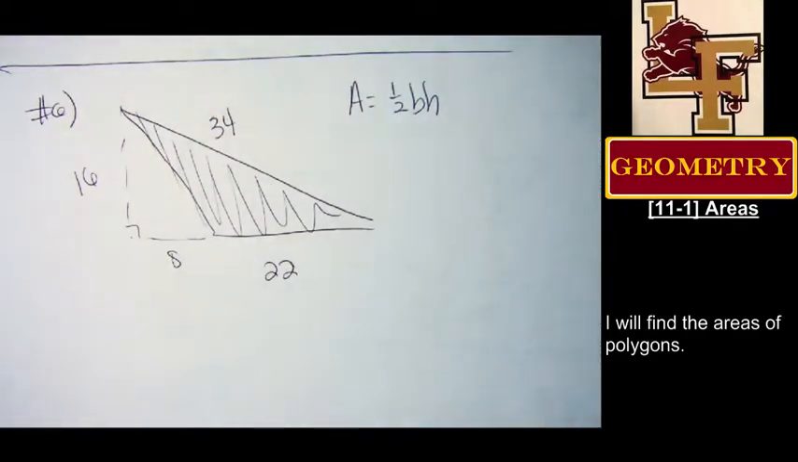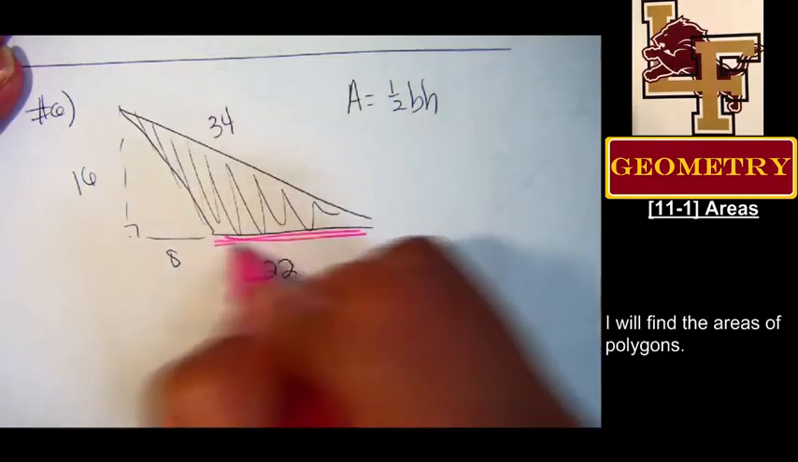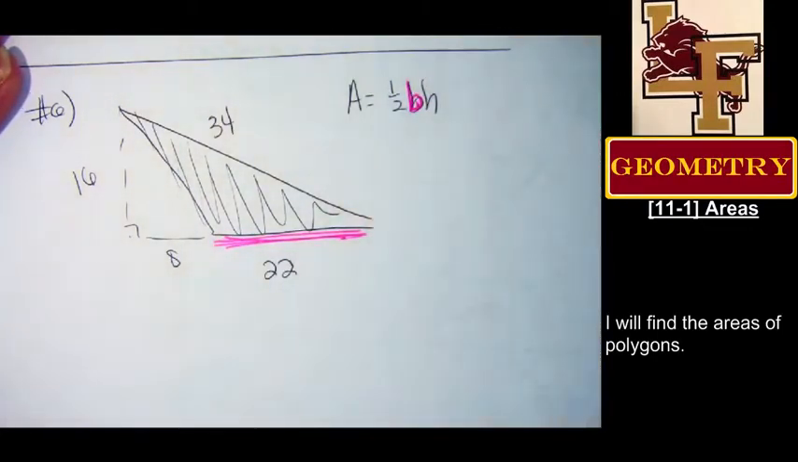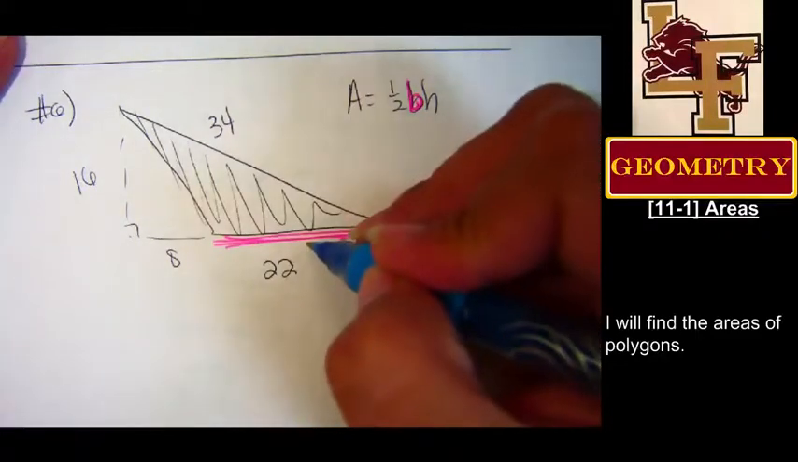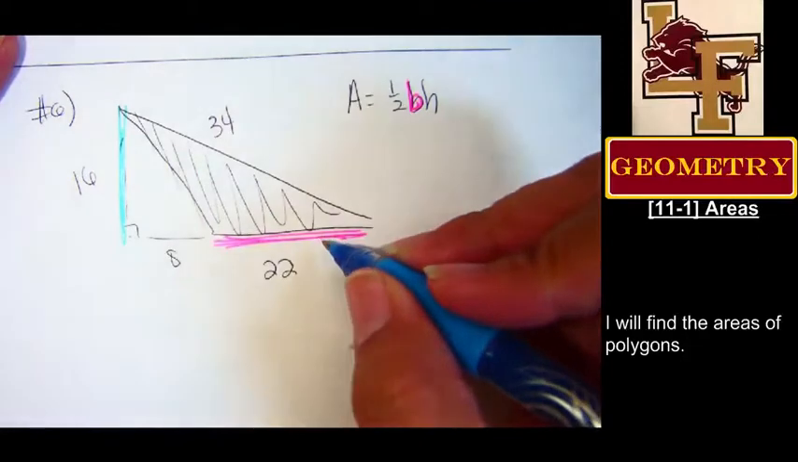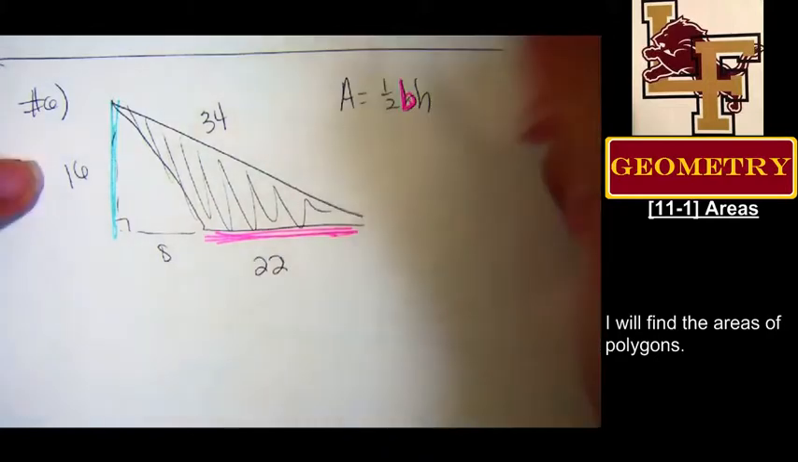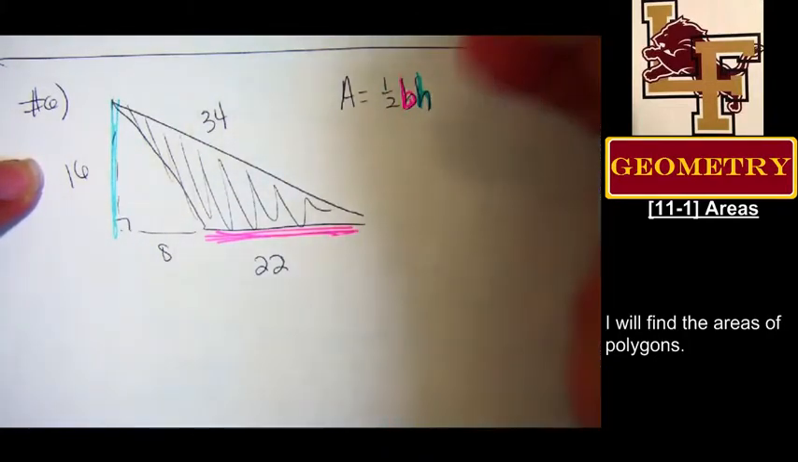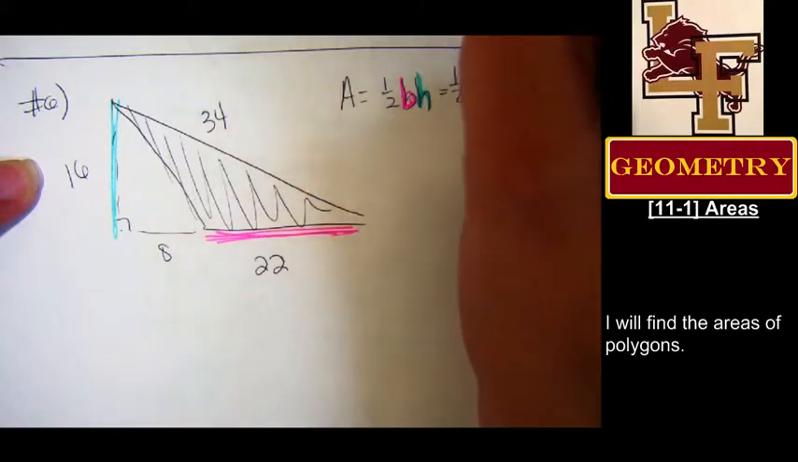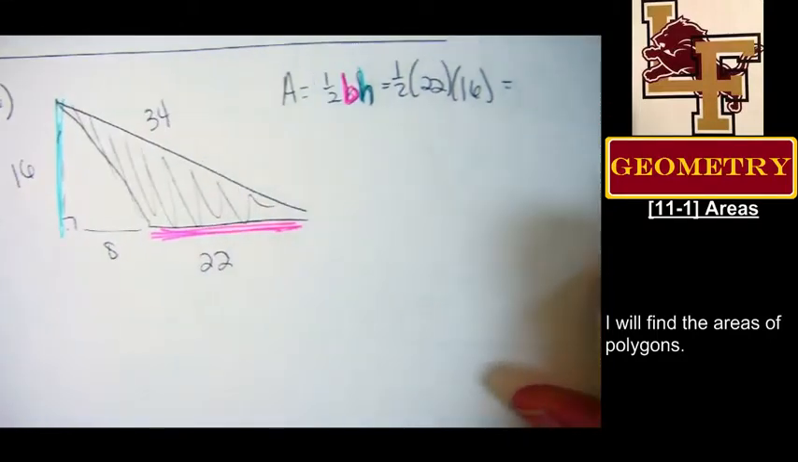1/2 base times height. What is the base of this triangle? 22. Just the side that we're talking about the base of. What's the height? It's perpendicular to the base. This is the base. This is the side that's perpendicular to that. I know they're not touching. But if this were sitting on a table, the base would be sitting on the table, so you're looking at that line 90 degrees to the table, right? So this is the height. Whatever that number is.